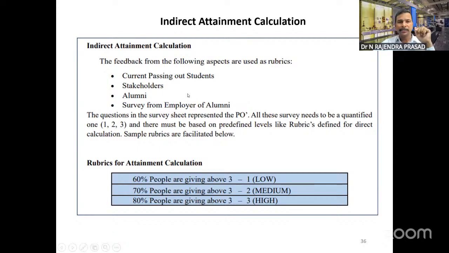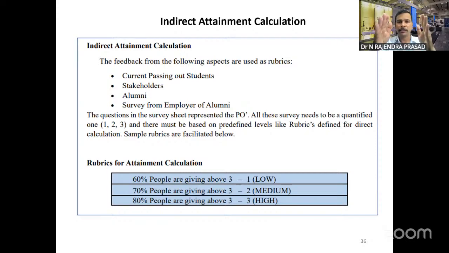Attainment through indirect assessment will be done by surveys. Who are the respondents? Respondents are the passed out students, alumni, parents, employer, etc. So you prepare a questionnaire for the indirect assessment. For direct assessment, you prepare the question paper. Based on the marks secured by the student, you will calculate. I will show you how to calculate the attainment for the direct assessment.